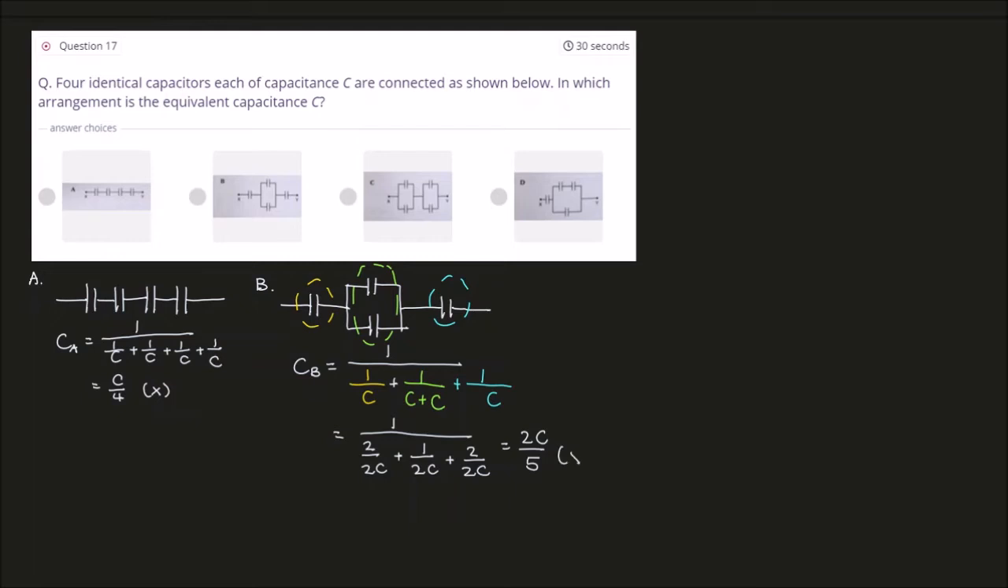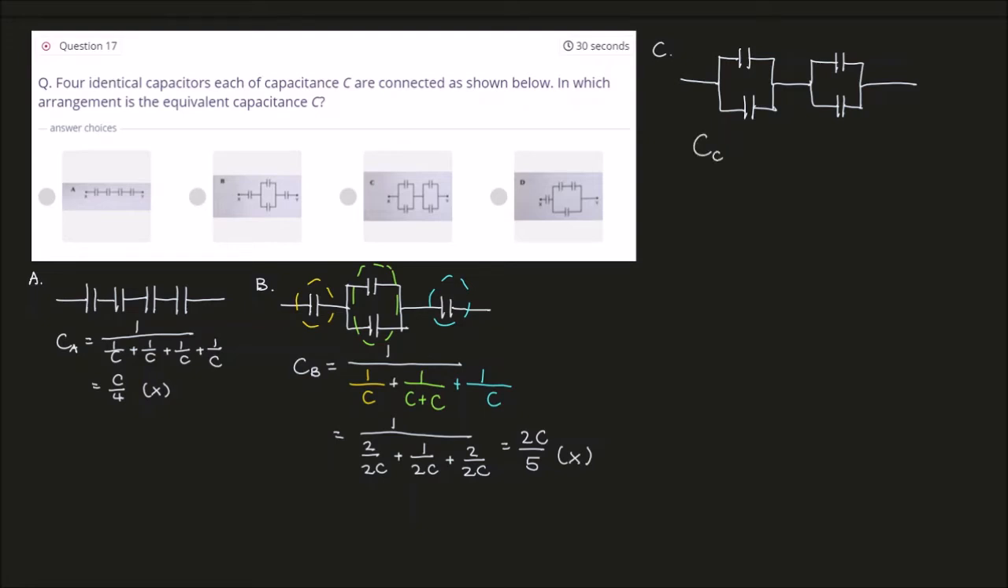Well, that's not our answer either, because that CB is not equal to C. Okay, let's move on to option C. In option C, you have capacitors being connected through two sets of parallel branches. The first set consists of one capacitor for each branch. The second set consists also of one capacitor for each branch. All of these capacitors are identical.